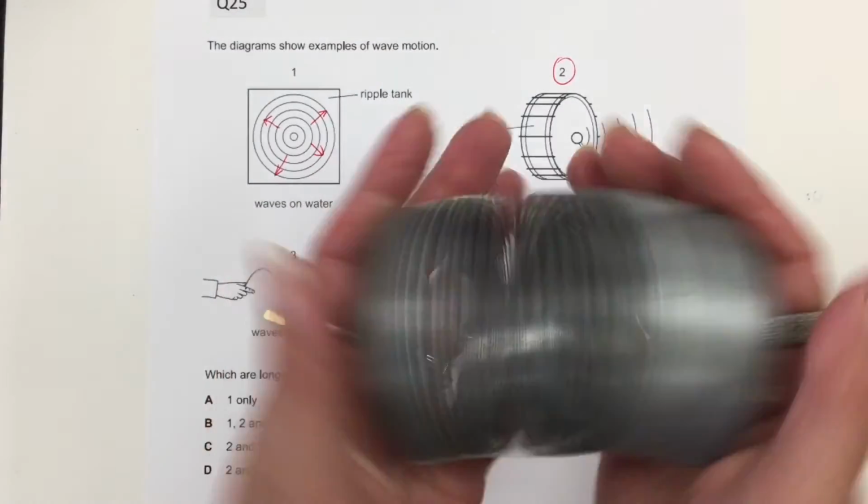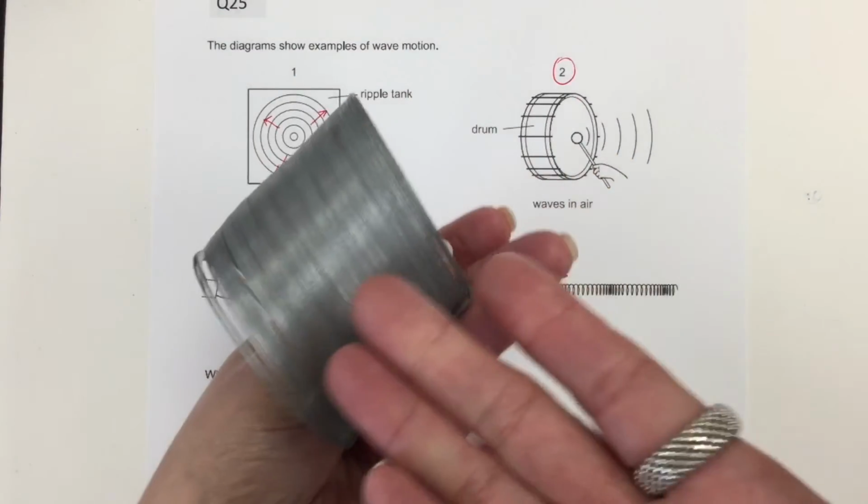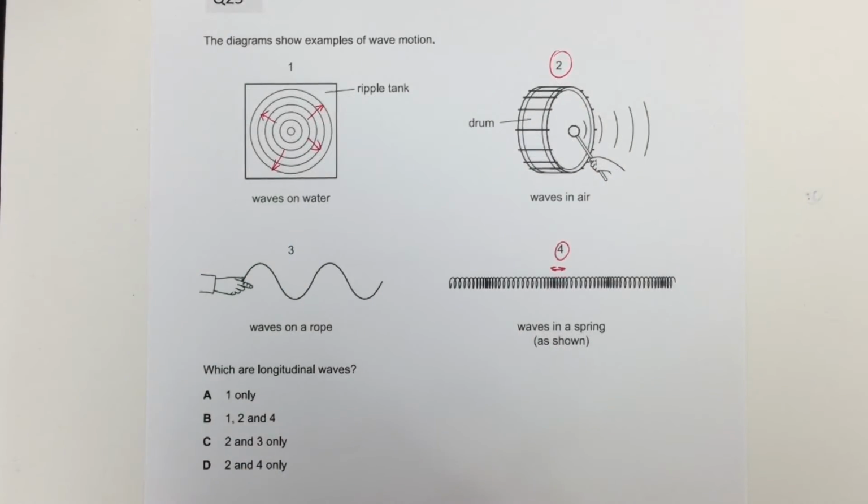So this is an example of also longitudinal. So the option here is 2 and 4, which is D.